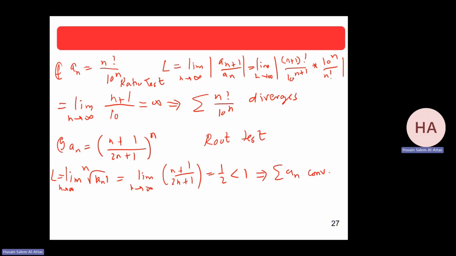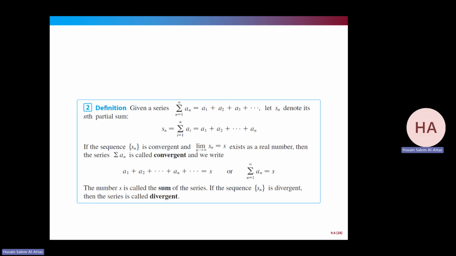converges absolutely, actually. Okay, so just a quick review of what we did about convergence. We have this series. The first one was the main one. I need the sequence of partial sums. We call it S_n. If that sequence converges and the limit equals S, then we say this series converges and its sum is equal to S. Otherwise, it will diverge.